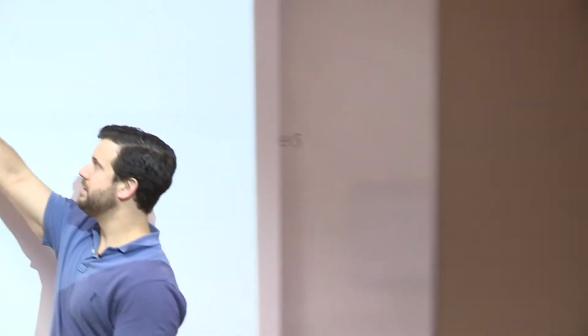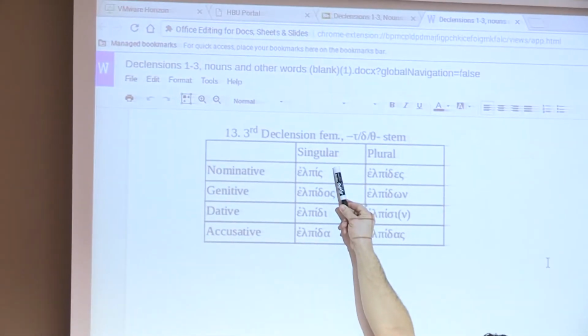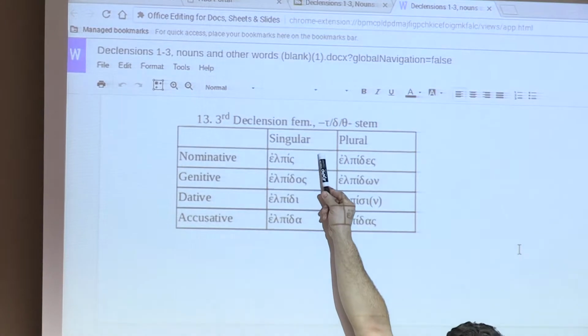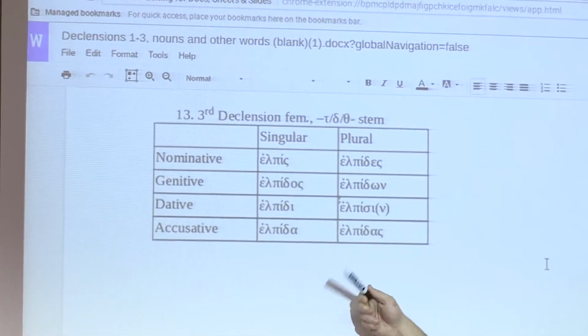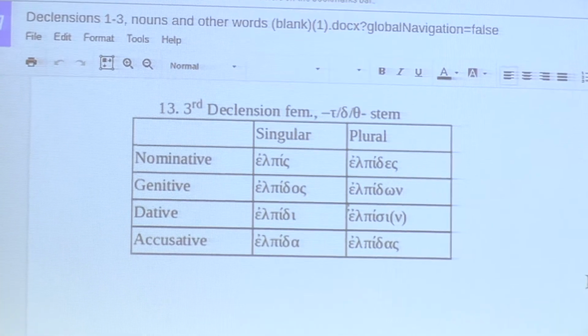Yeah. All right. Now, third declension with stem ending in a delta. What's happened in the nominative singular? Delta before sigma is dropped. And in the dative plural, delta before sigma dropped. Otherwise, it's just what you'd expect.